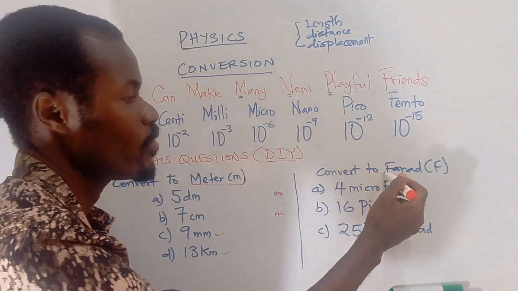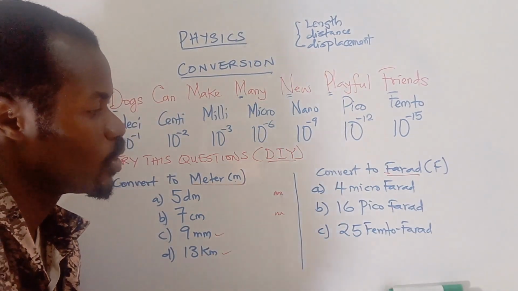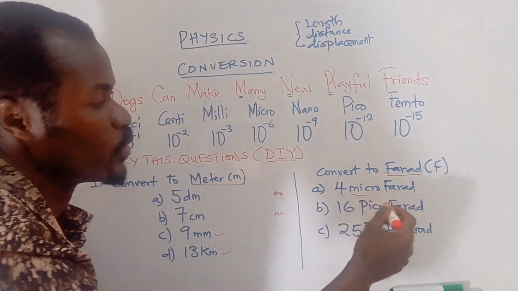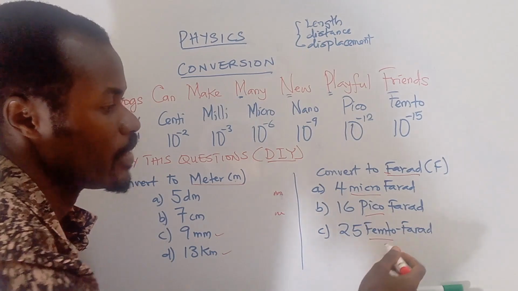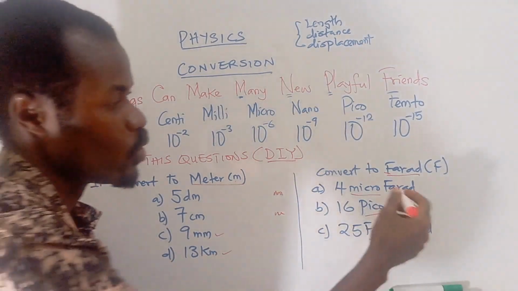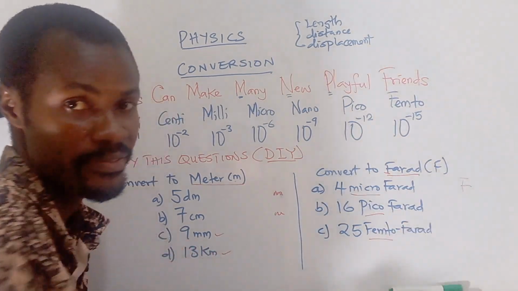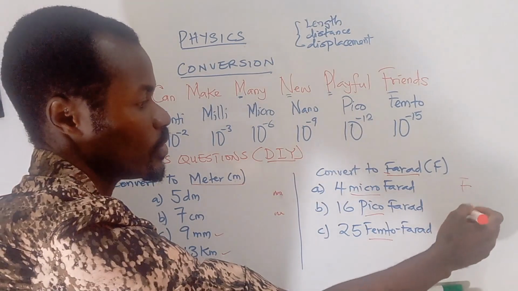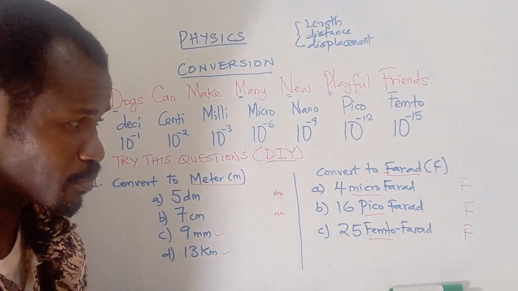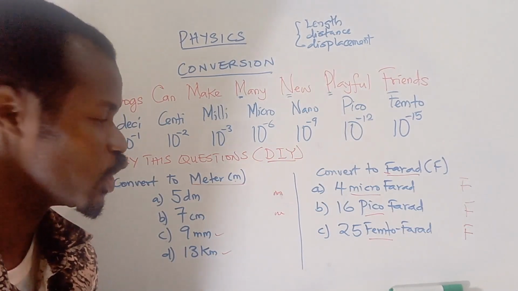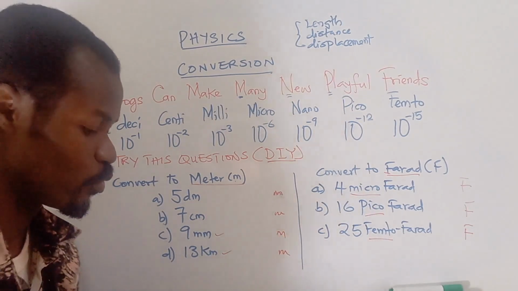Now we also have here convert to farad. The first one is we have 4 microfarad, we have 16 picofarad and 25 femtofarad. For these ones, you want to ensure when you multiply, your answers end with F. It ends with F and it ends with F.